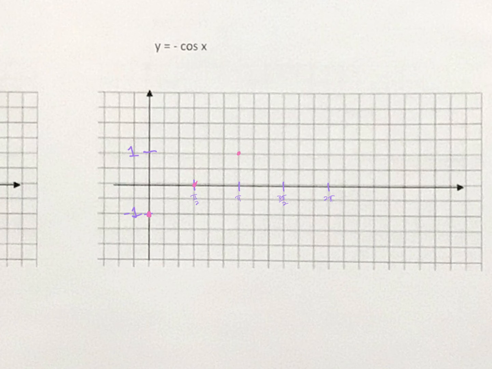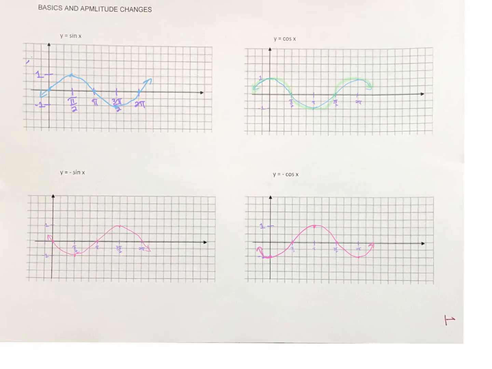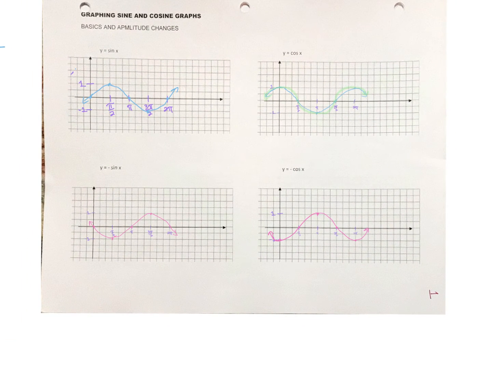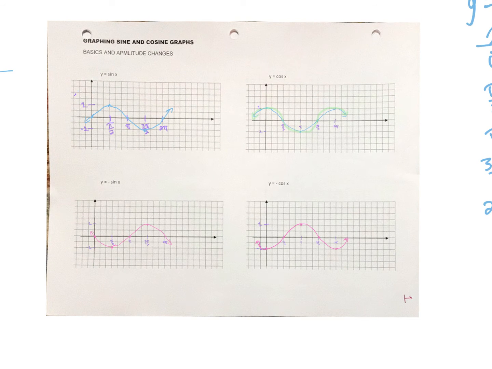At pi, we'll be at +1, at 3 pi over 2, we'll be at 0, at 2 pi, we'll be at -1. And so there's our negative cosine curve. Okay, all right. So those are kind of the basics. We're going to talk about amplitude changes on this next page.